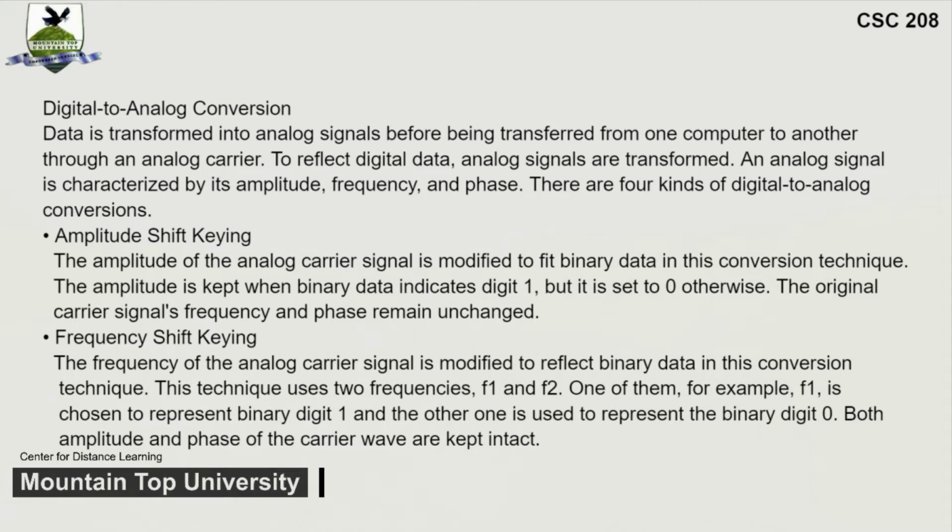Frequency shift keying. The frequency of the analog carrier signal is modified to reflect binary data in this conversion technique. This technique uses 2 frequencies, F1 and F2. One of them, for example, F1, is chosen to represent binary digit 1 and the other one is used to represent the binary digit 0. Both amplitude and phase of the carrier wave are kept intact.